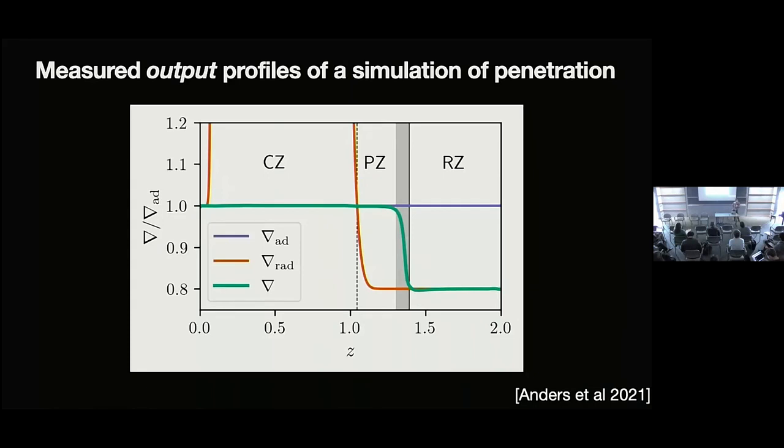Yeah, it does. I don't know enough about the F overshoot implementation in MESA, but I thought that would happen at the Schwarzschild boundary, not at your penetration zone boundary. That is exactly also what we thought when we started this project. Okay. We were very confused.